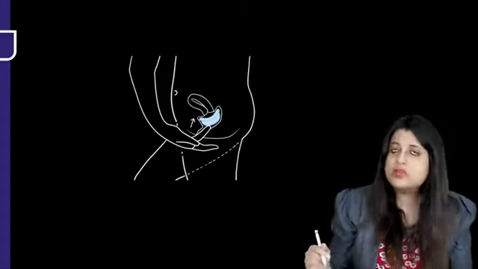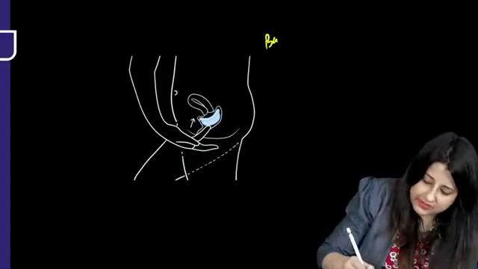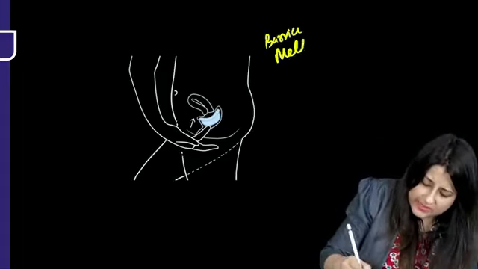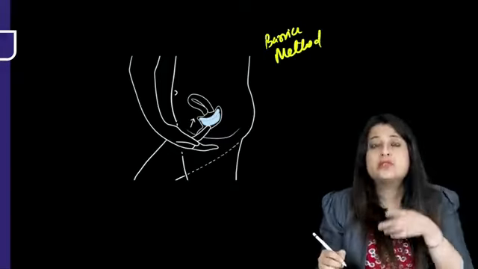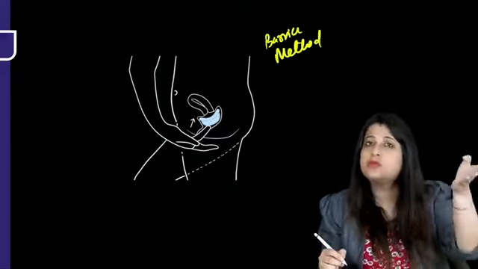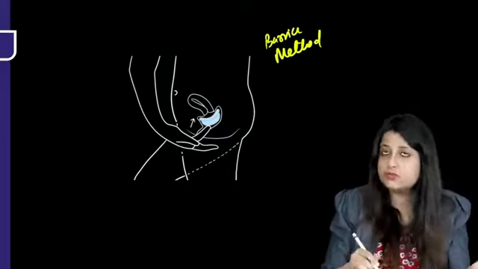Okay, moving forward, what do you think this is? This is again a barrier method. A question which is very commonly asked. Now, it is something which is inserted in the vagina and then pushed gently to be placed over the cervix.